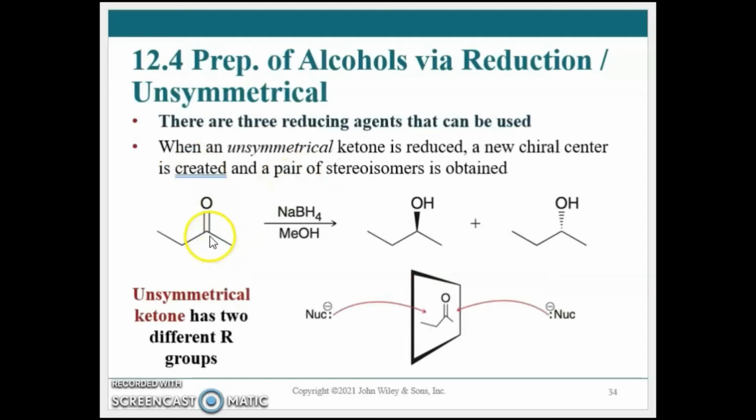Now, when the ketone is unsymmetrical, the left half and the right half are not identical. This results in the formation of the alcohol, as well as addition of a hydrogen through that hydride. And the transition state is planar, so the nucleophile can attack from either side, so 2 different stereoisomers will be obtained.